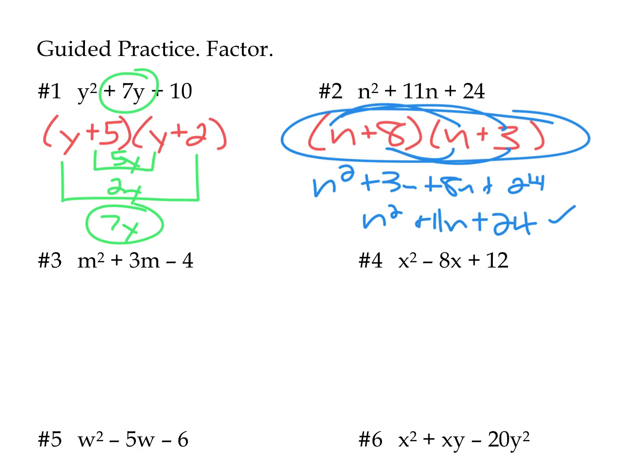All right? So now if we look at number 3 here, we have m squared plus 3m minus 4. So I want to factor this. One of the first things I need to do is pay attention to the signs.